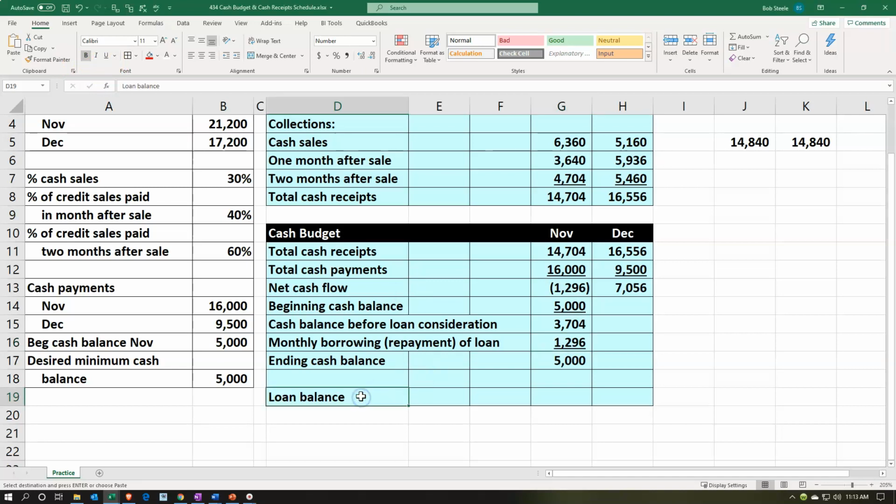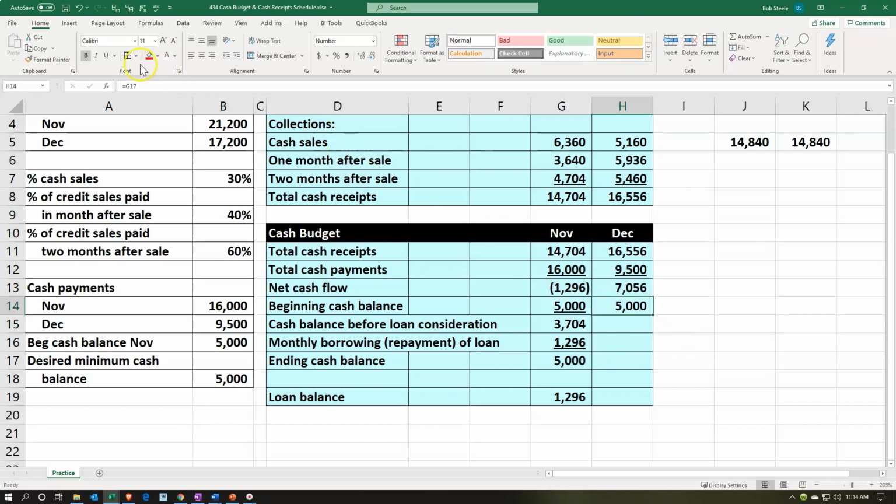So here's our line of credit. I just want to track the loan balance as we go through, which is currently, if this is the first time we took out money for the loan, we're going to say that the loan balance is that $1,296 at this point. Okay, so now for December, we have all the information on the flows, but now we can pull in our beginning balance. The beginning balance for December is going to be equal to the ending balance for November, which is that 5,000.